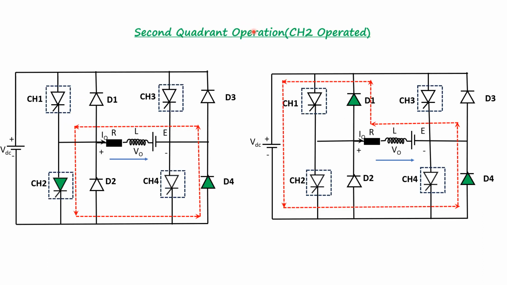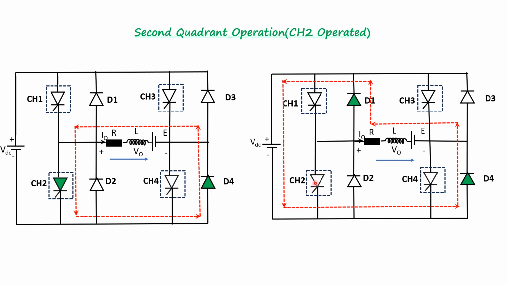If you see the second quadrant operation, chopper 2 is operated, keeping chopper 1, chopper 3 and chopper 4 in the off condition. When chopper 2 is on, the DC source and the load drive the current through chopper 2, D4 and the load. So during this period, the inductor L stores the energy.